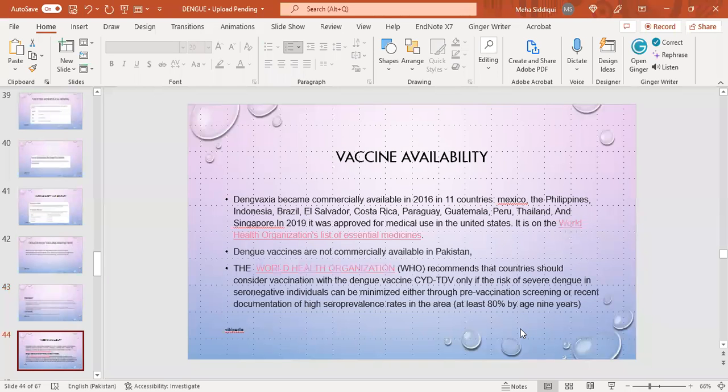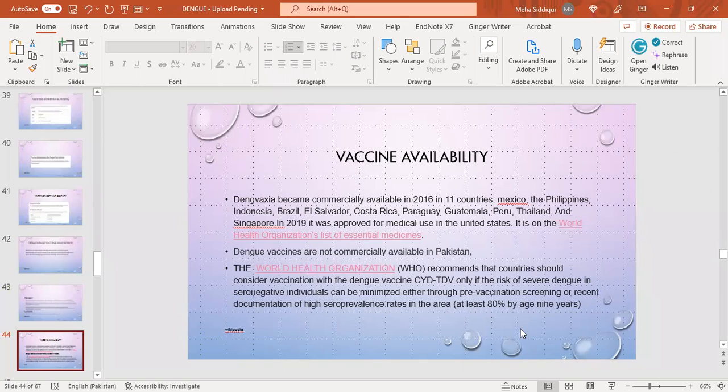Vaccine availability. Dengue vaccine became commercially available in 2016 in 11 countries. These include Mexico, Philippines, Indonesia, Thailand, Singapore. In 2019, it was approved for medical use in the US. It is on the WHO's list of essential medicines. Dengue vaccines are not commercially available in Pakistan.